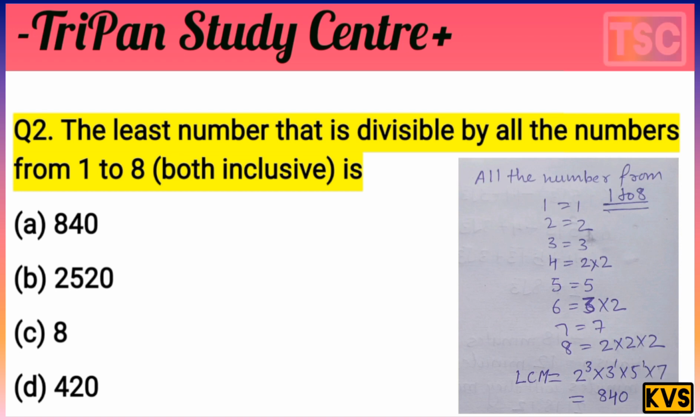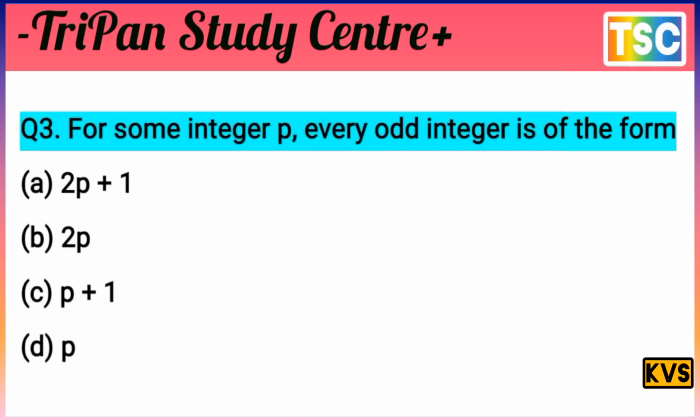Let's see the next question. For some integer p, every odd integer is of the form. You know that the question is clear and direct. For some integer p, every odd integer is of the form. The options here are A 2p plus 1, B 2p, C p plus 1, D p. That's important here.